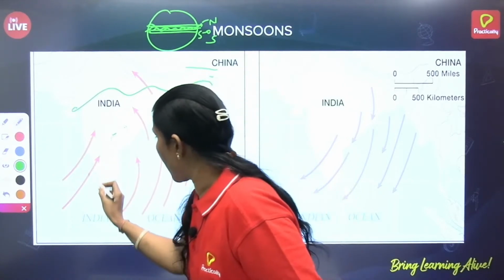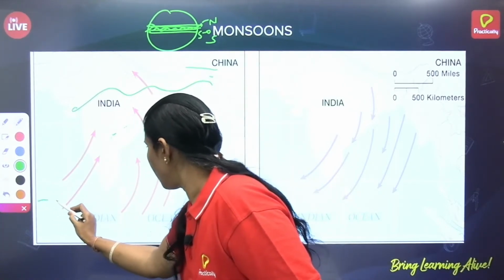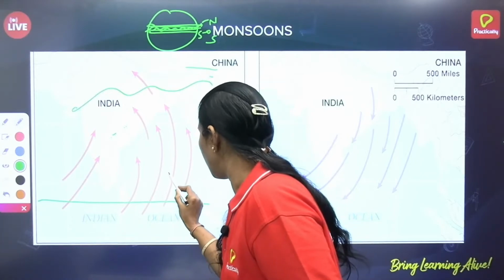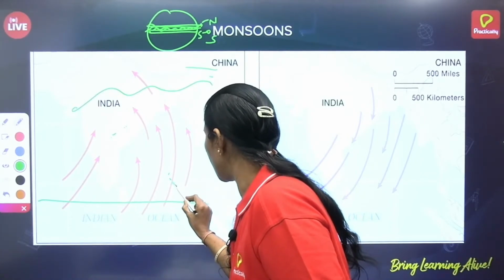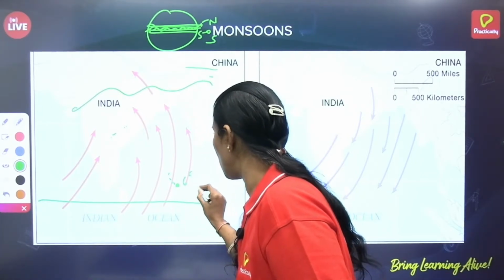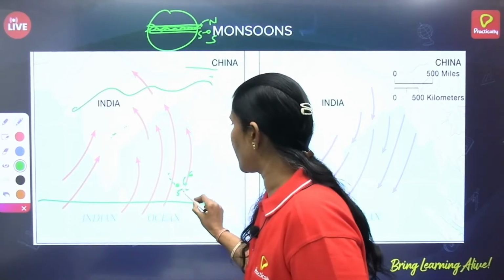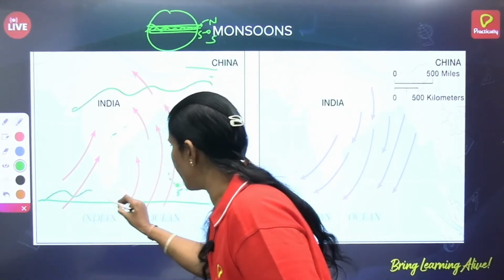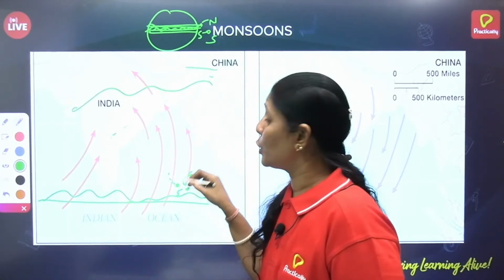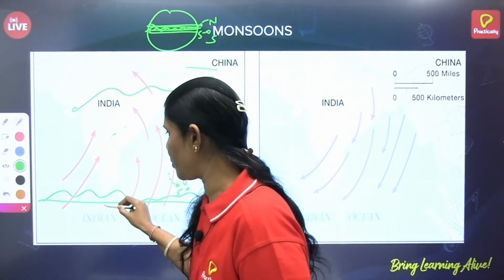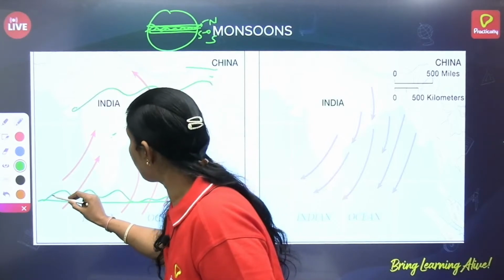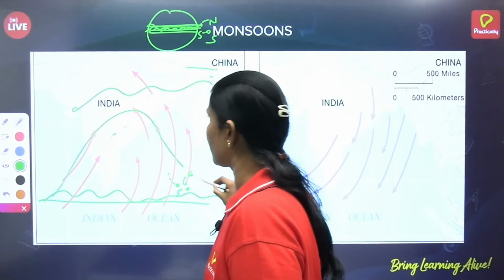So from 5 degrees, for India, like in the previous class I told you, Indira Point is at 6 degrees, so 5 degrees just below that. Actually, it should be the Intertropical Convergence Zone. So due to the heat produced at the low pressure, it expands like this.